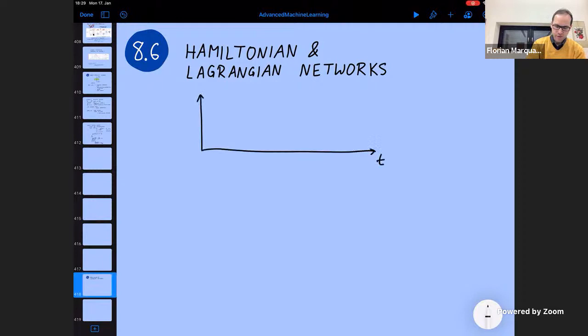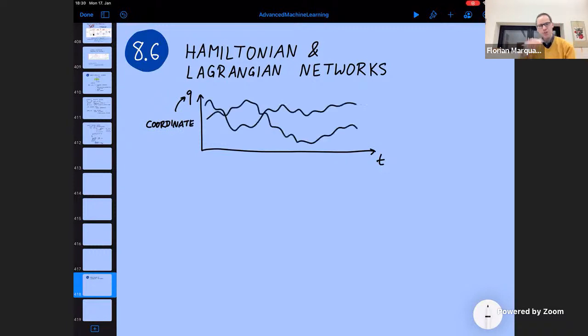Imagine you are observing trajectories. Q now is the coordinate of some particle, let's say. And you are observing this as a trajectory. And then maybe the next time you're observing this trajectory and you do many repeated experiments and you want to find out what is the law of motion? What is the equation of motion for this coordinate? So you want to somehow fit the trajectory to some equation of motion that has to be learned. In other words, it should be a neural network.